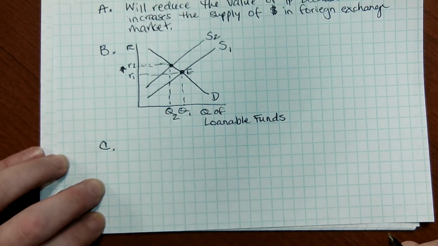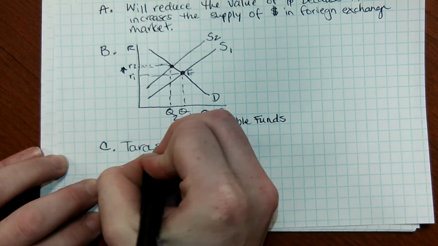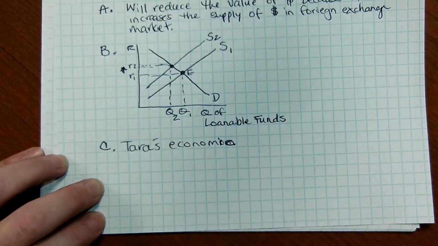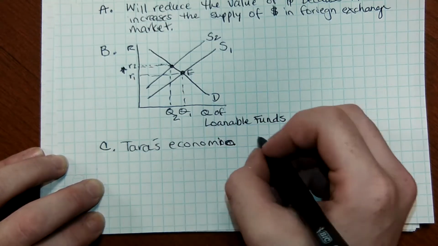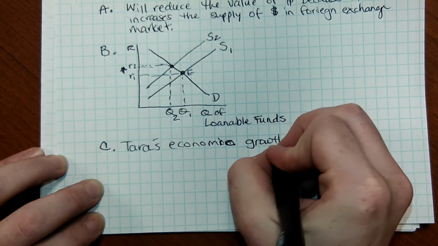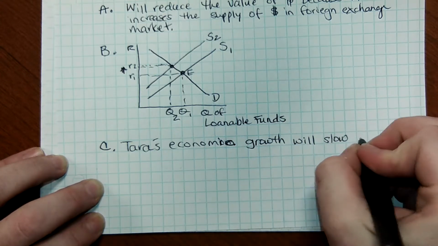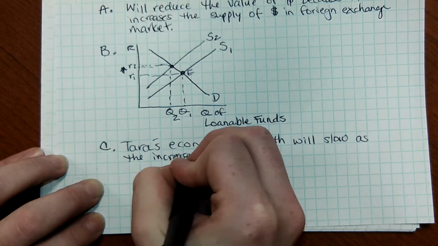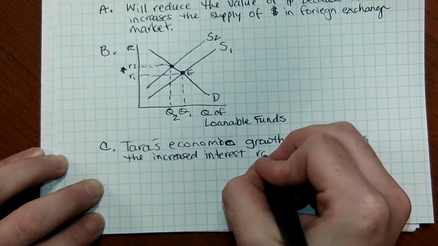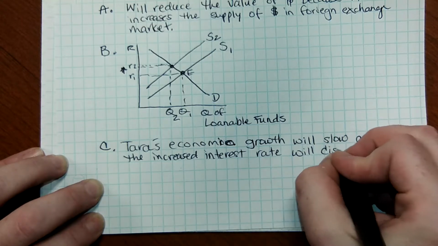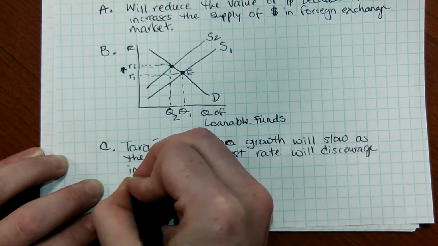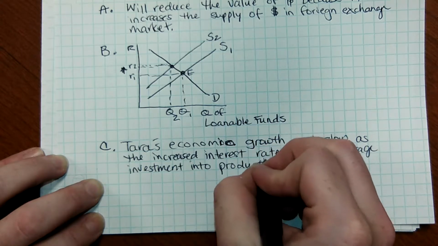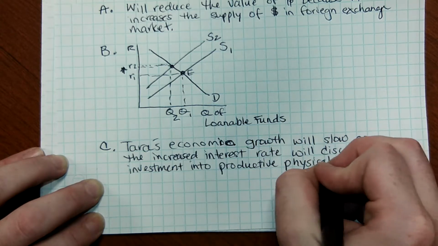What will happen to Terra's rate of economic growth? Okay, Terra's economic growth will slow as the increased interest rate will discourage investment into productive physical capital.